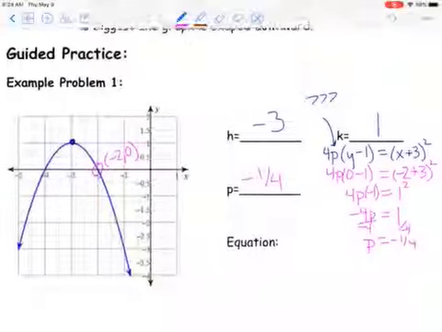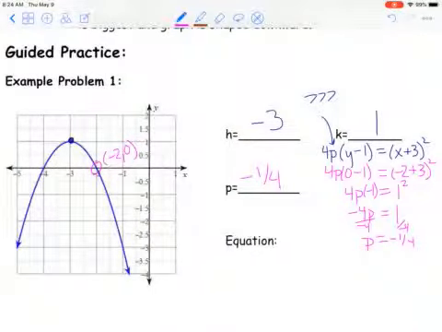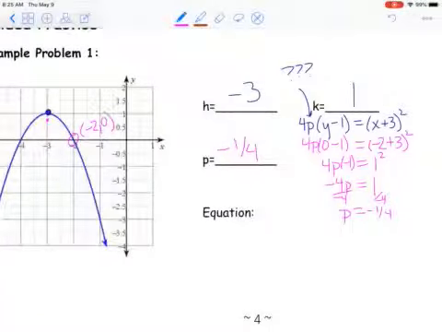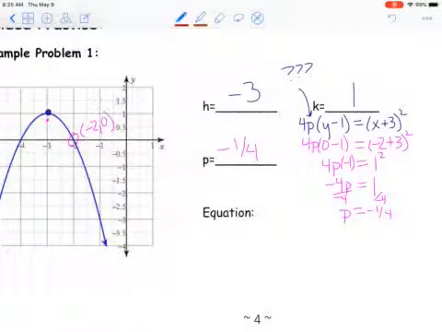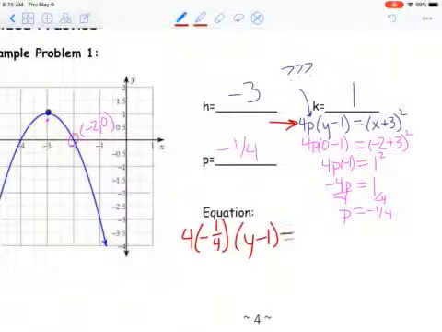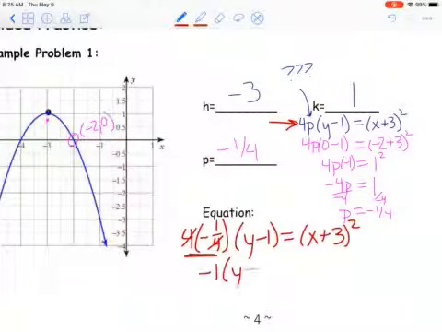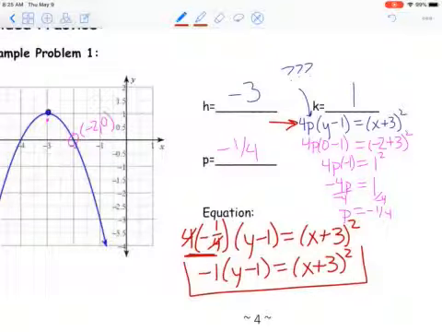So that's P. So it's really hard to tell that P is right there on the graph. That's why we had to do the equation. So now I'm just going to rewrite that. So we have that same equation we had right there, just with P now. So 4(-1/4)(y minus 1) equals (x plus 3) squared. And let's simplify that as -1, because those cancel. Y minus 1 equals (x plus 3) squared. And that's all you need to do.